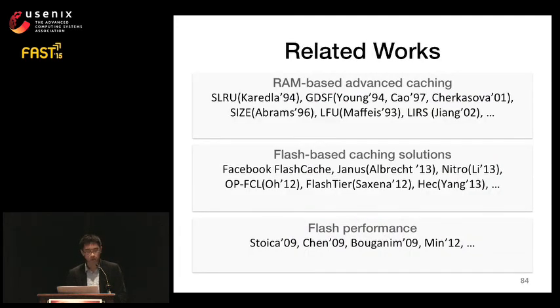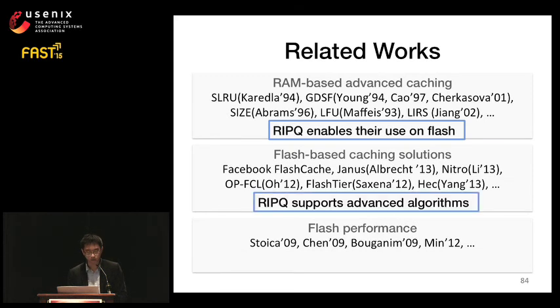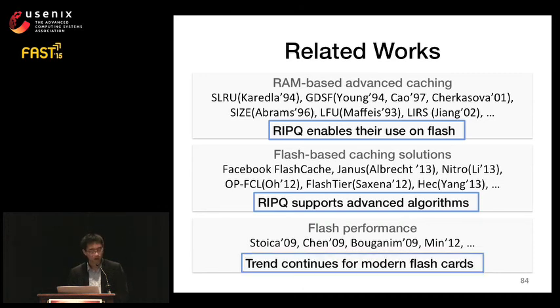So RIPQ sits in the intersection of several heavily researched fields. First, over the years, many RAM-based advanced caching algorithms have been proposed, and RIPQ enables their use on flash. Second, recently there have been many flash-based caching solutions, and RIPQ builds on these prior works and also supports more advanced algorithms and user-specified algorithms. And third, there are many works studying flash performance characteristics, and in our experiments, we confirm that the trend of big writes being needed has continued for modern flash cards.